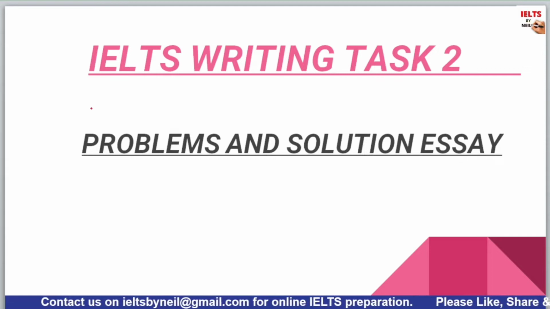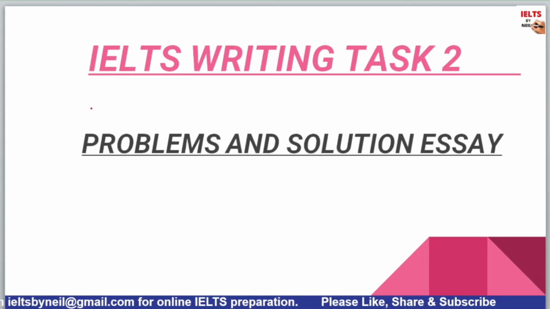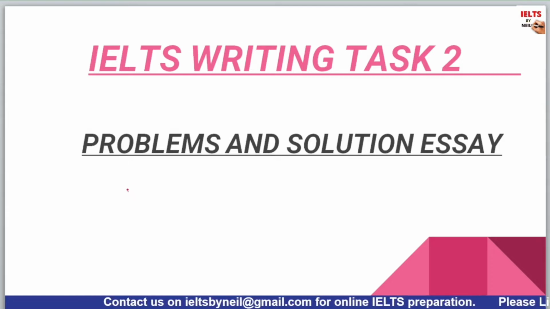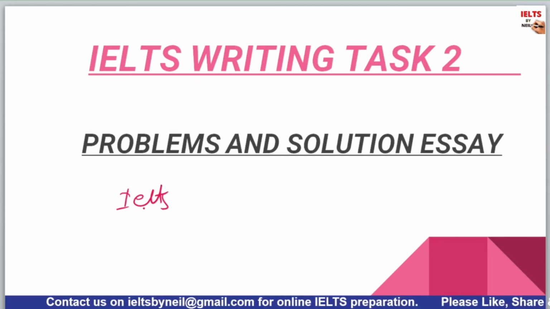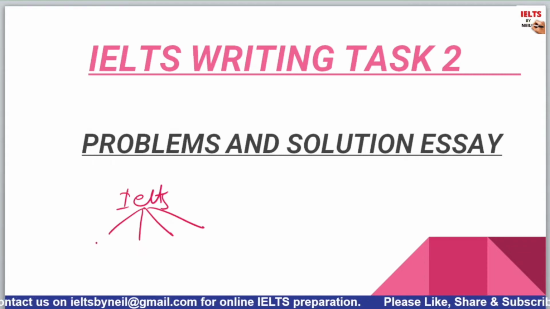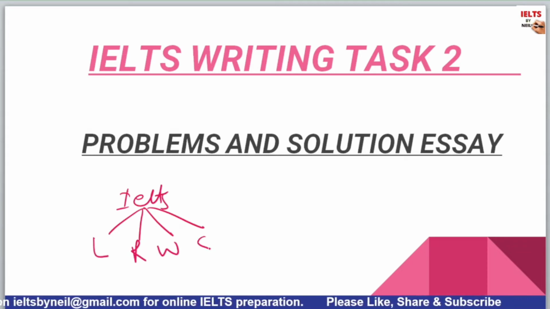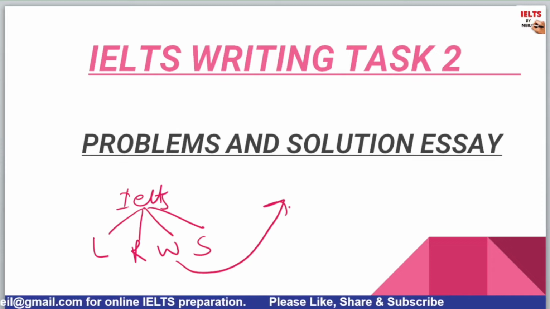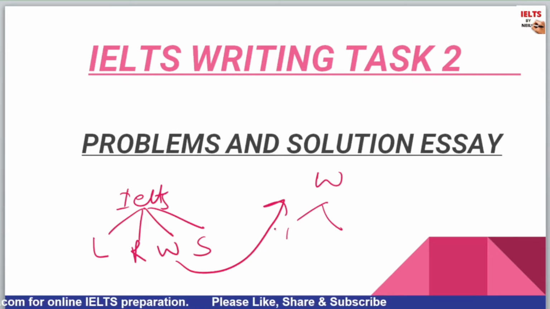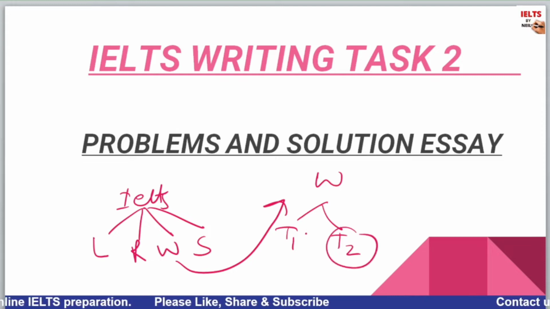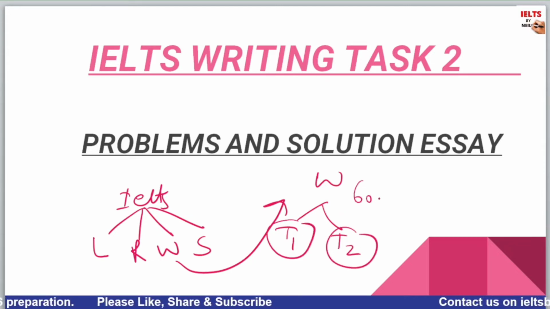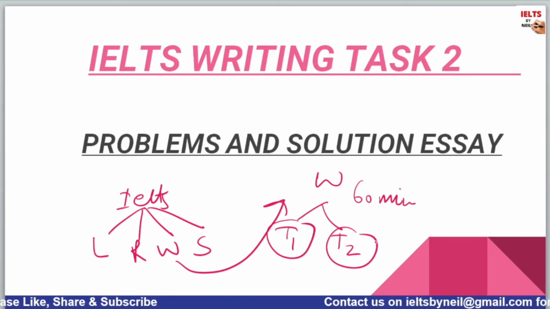Today we are going to discuss one of the question types in IELTS writing task 2, that is the problem and solutions essay. As we all know, IELTS has 4 sections: listening, reading, writing and speaking. So in the writing section you have 2 tasks, task 1 and task 2, and you get 60 minutes to complete both the tasks. In task 2, there are 5 types.